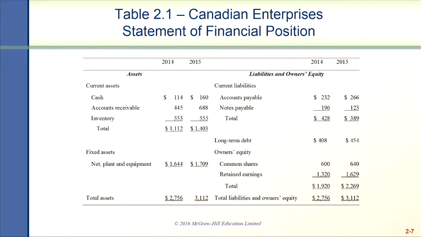On the other hand, we have the current liabilities and owner's equity. So first we talk about the current liabilities, which include the accounts payable for those two periods, and we have the notes payable for those periods. Adding the two gives us the total current liabilities for 2014 and 2015, respectively. And then we have the long-term debt for both periods, and then at the bottom of the long-term debt, we have the owner's equity, which comprises two elements.